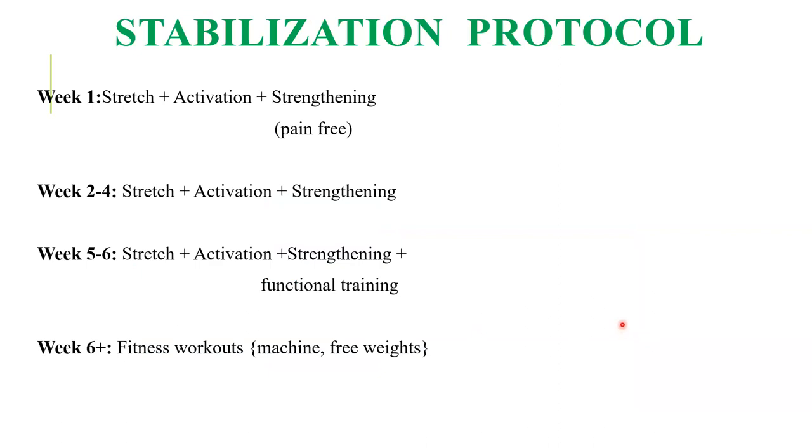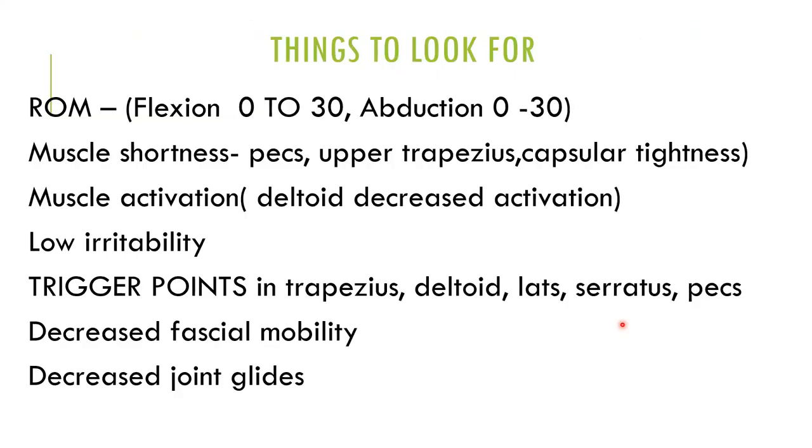So the stabilization protocol, as per recommendation from Derby and Rockwood, is to have initially some amount of stretching, then activation and strengthening, which is in the pain-free range. And in the second week, we progress still with the stretch and activation and strengthening. And then by 1 month later, we start strengthening progression and into functional training. So by the sixth week, we should be able to progress to free weights and machine workouts.